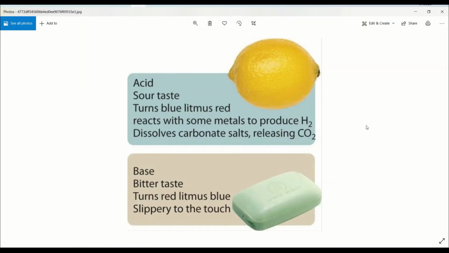So dear students, the basic properties of acids and bases are: acids are sour in taste, turn blue litmus red, react with some metals to produce hydrogen gas and dissolve carbonate salts releasing carbon dioxide. In the same manner, bases have their own properties. They are bitter to taste, turn red litmus blue and are slippery to touch. The diagram over here shows the acidic nature and the basic nature of both the substances.